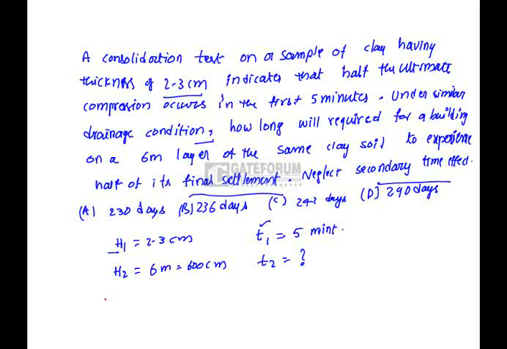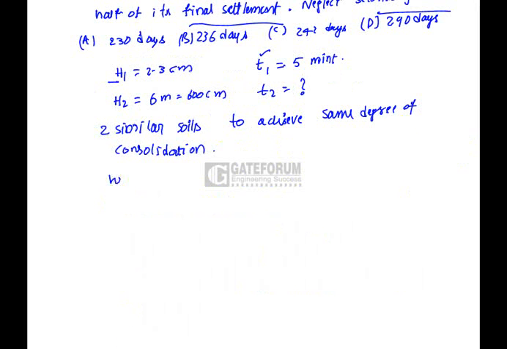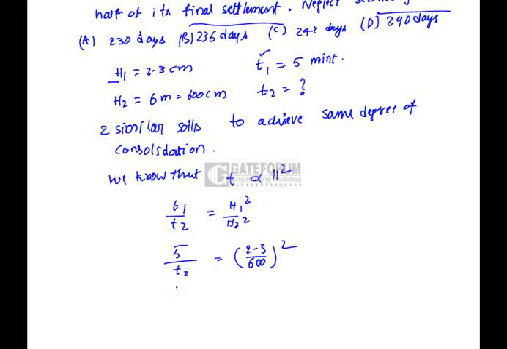For two similar soils, to achieve the same degree of consolidation, we know that T is directly proportional to H square. T1 by T2 is equal to H1 square by H2 square. T1 is 5 minutes, T2 we have to find out, H1 is 2.3, H2 is 600, whole square. T2 is equal to 5 into 600 square by 2.3 square in minutes. So 236 days. Option B is correct.